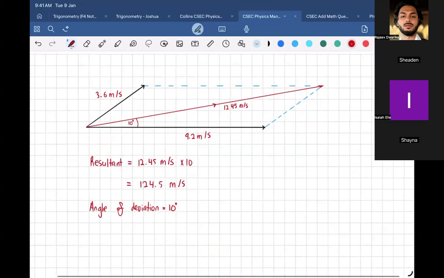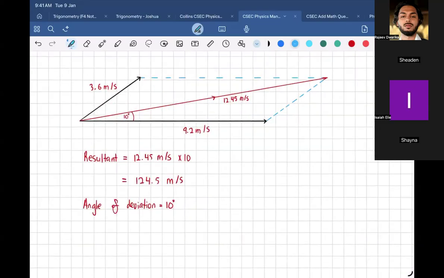Right, let's use the formula quickly. Shina, could you call out the formula for the parallelogram law of vectors? The resultant R would be equal to the square root of A squared plus B squared plus 2AB cosine theta, and the angle between the two forces was 45.